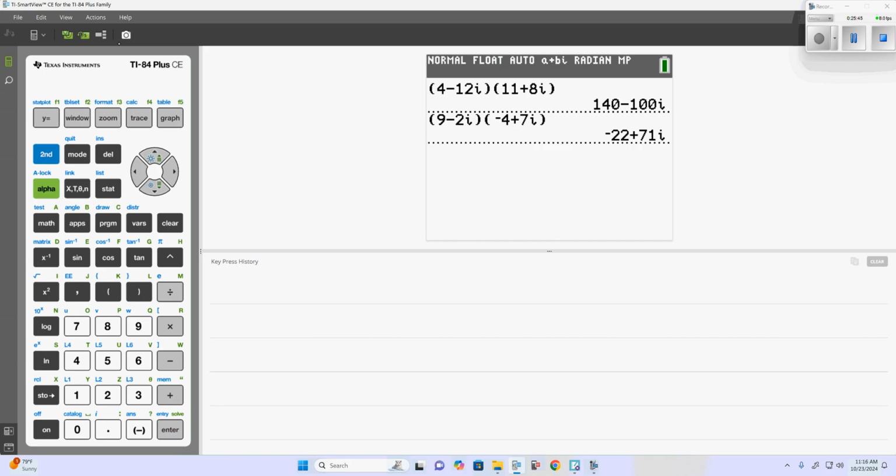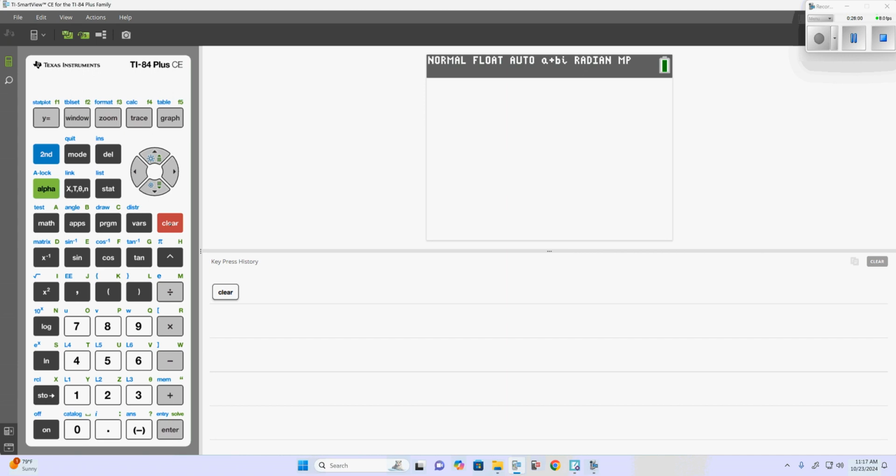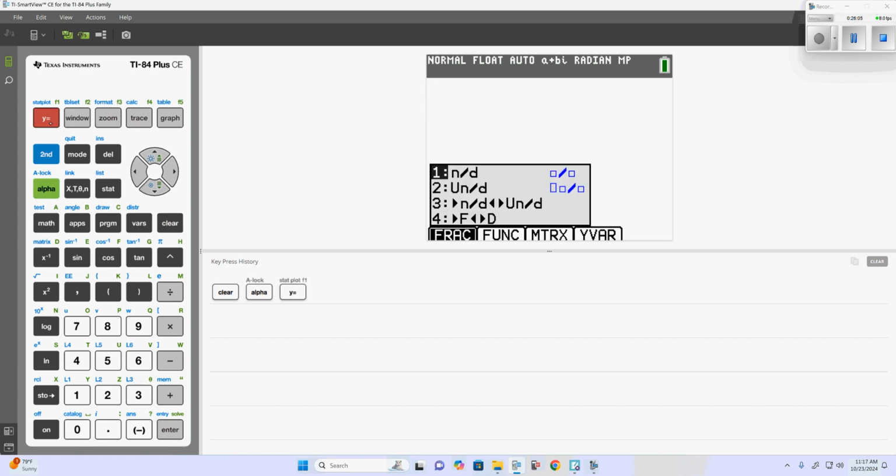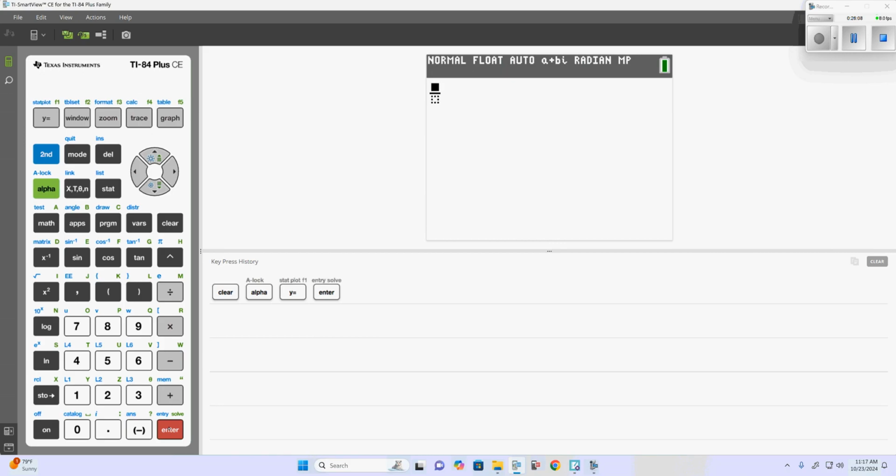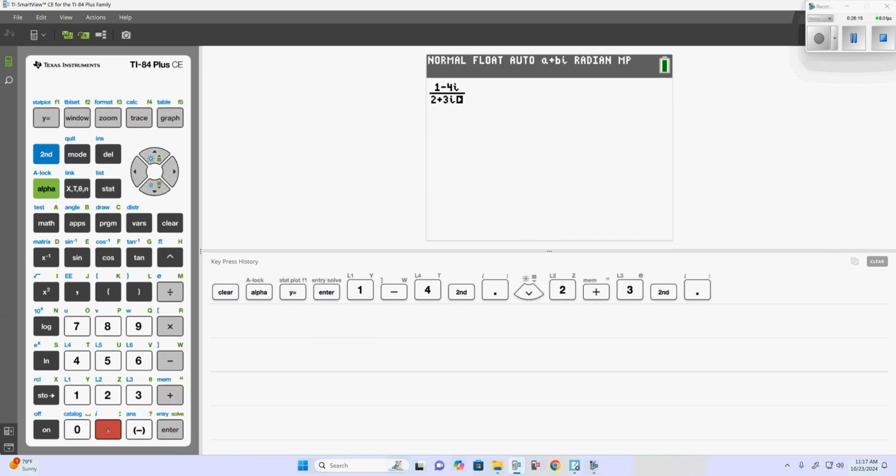Get my own note sheet. So we're going to do the last one, the one we just did, before we move on, because we do have the answer for it. So to get a fraction, y'all remember? Alpha, y equals, enter. So we can type the top in, 1 minus 4i over 2 plus 3i.